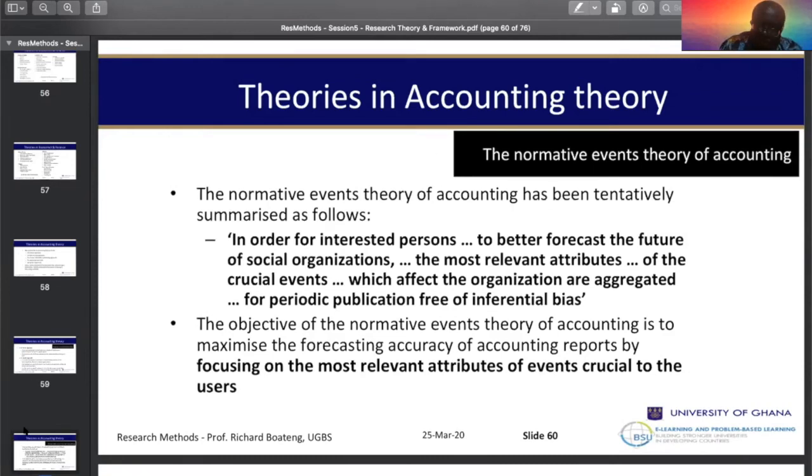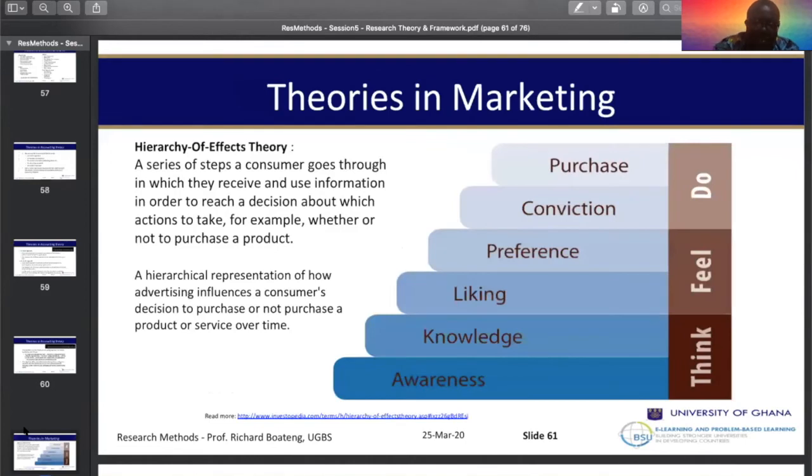Okay. So now we can go on to marketing. Marketing has quite a number of theories too. Hierarchy of effects theory: the series of steps that a consumer goes through to receive and use information in order to arrive at a decision, for example, a decision to purchase or not to purchase a product. So I've got awareness, knowledge, liking, preference, conviction, purchase. At the first level is thinking, that's the first two, so you need knowledge and awareness. Then you go to feel, that has liking and preference. And the last one, do: conviction and purchase.